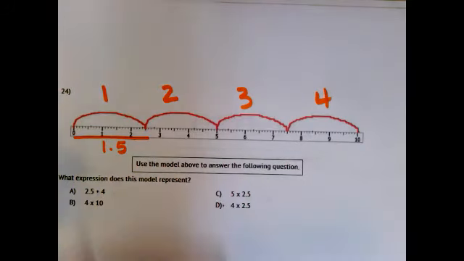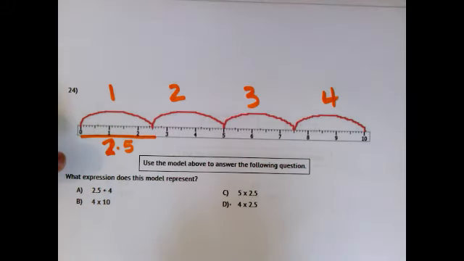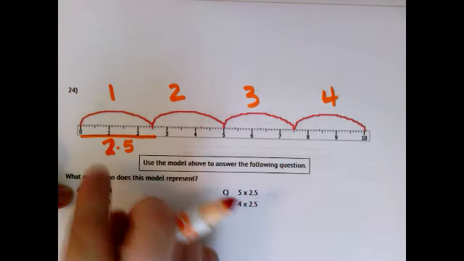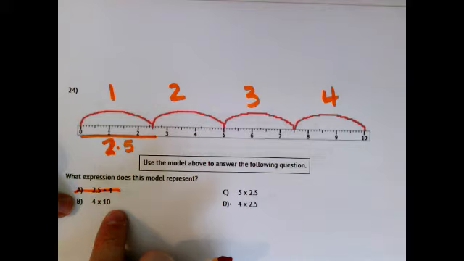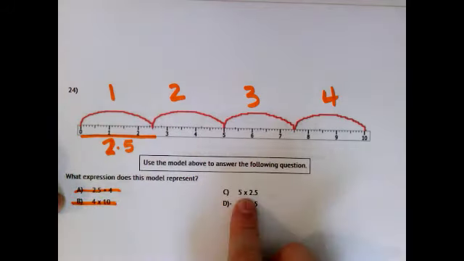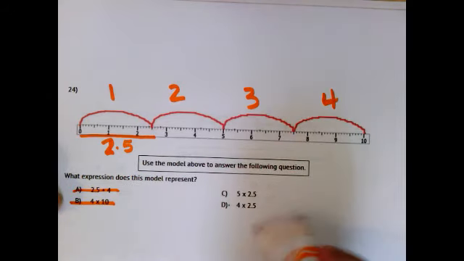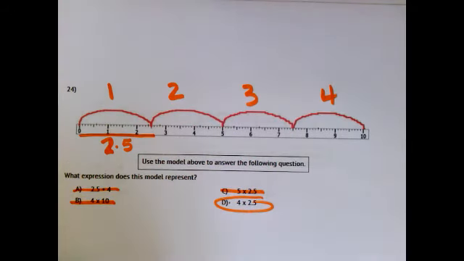Or 2.5, I apologize. 2.5, I'm sorry. So 2.5 in it. So looking at my answer choices, I have 2.5 divided by 4. Well, that can't be right because I'm all the way up to 10 here. 4 times 10, well, I didn't do jumps of 10. 5 times 2 and 5 tenths, well, that can't be right because I didn't do 5 jumps. So that only leaves me with D, which was 4 times.